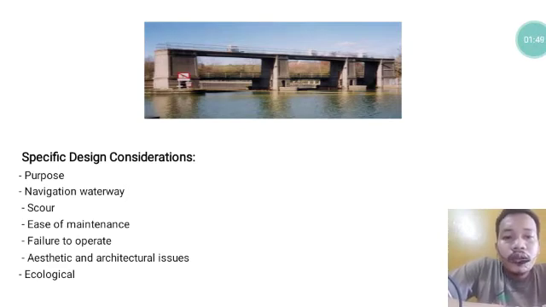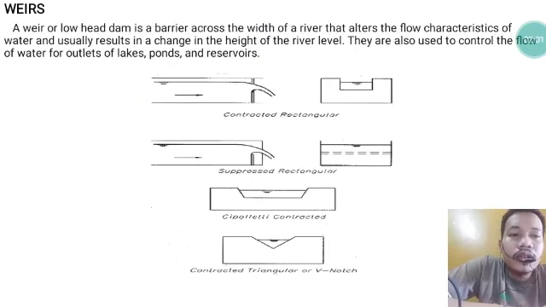So what are the specific design considerations? So purpose, navigation, waterways, scour, ease of maintenance, failure to operate, aesthetic and architectural issues, and ecological.